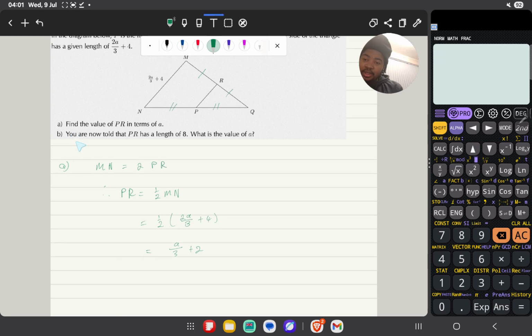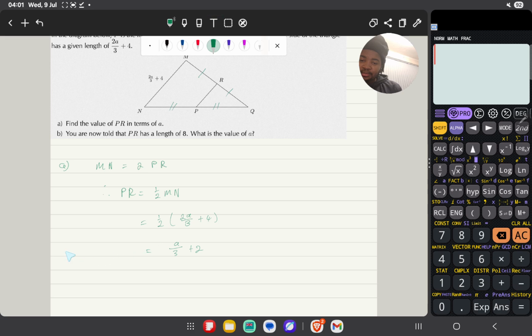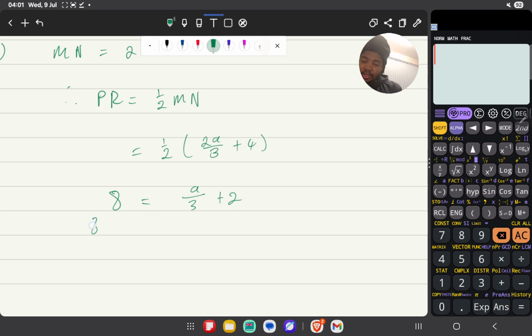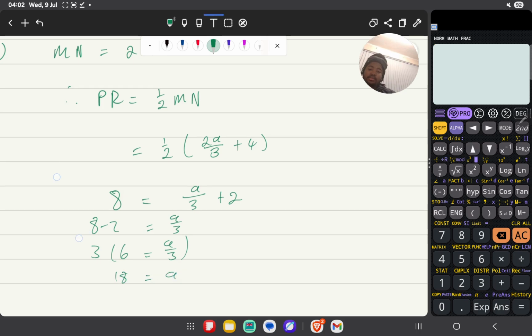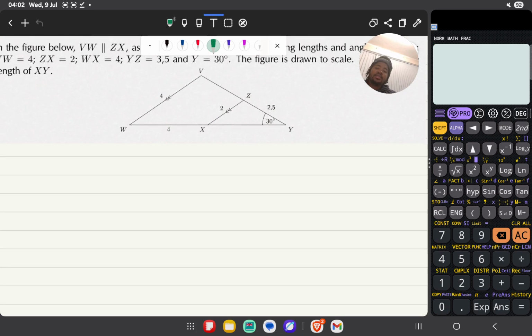And now they say you are now told that PR has a length of 8. What is the value of A? So to continue, now you know that PR has the value of 8. You just substitute 8 and you are solving for A. That goes outside. You have 8 minus 2 A over 3. Now you have 6A over 3, you multiply by 3, you have 18A. Yeah, basically.